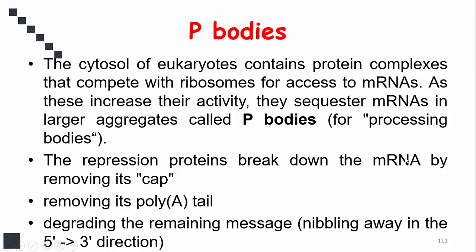There are other things that can also help to regulate genes, and some of them are P-bodies, for instance, which are classical things that help to regulate genes, especially in eukaryotic organisms. These are seen associated with messenger RNAs in large aggregates simply known as processing bodies. And the repression proteins break down messenger RNA by removing its cap, removing its tail, and degrading the remaining message bit by bit, which is called nibbling in the 5 to 3 prime direction.